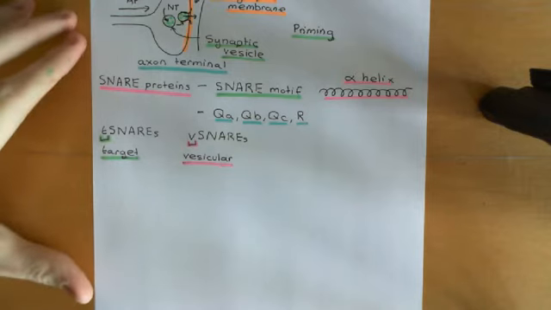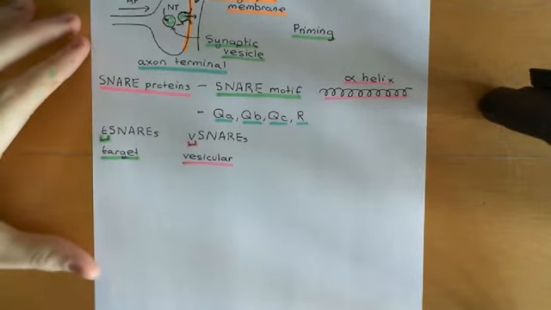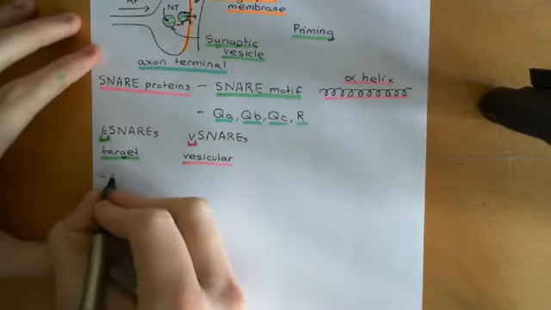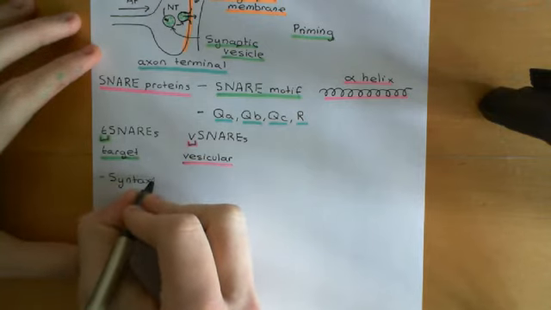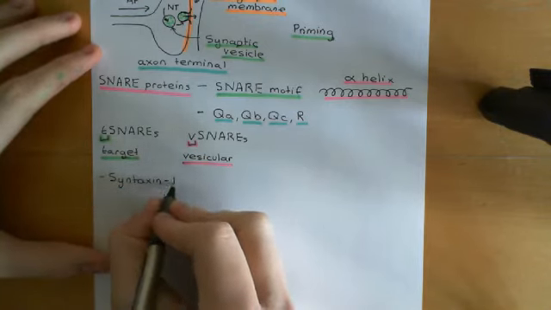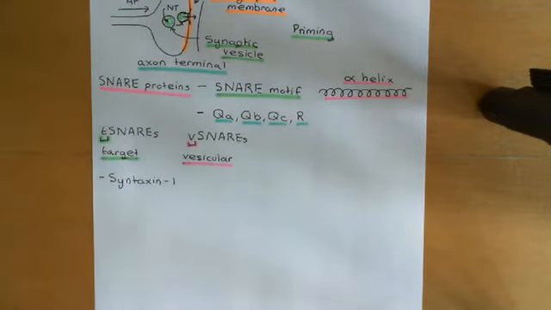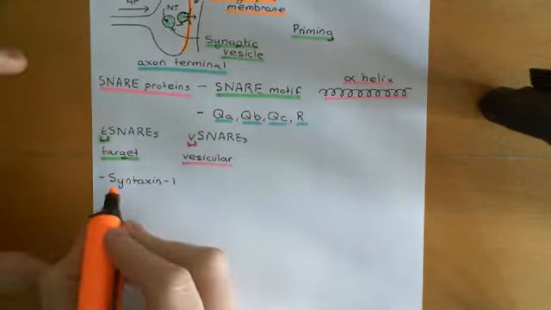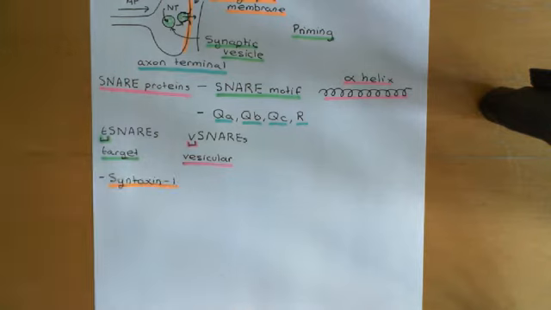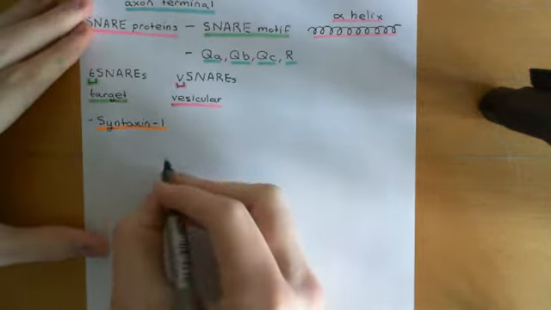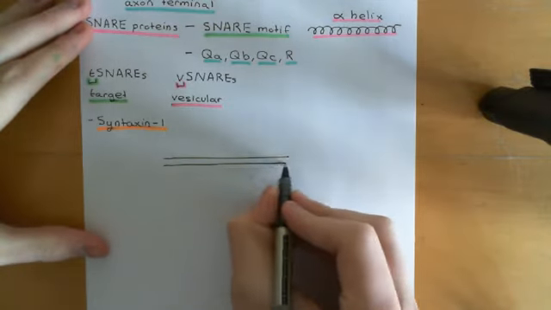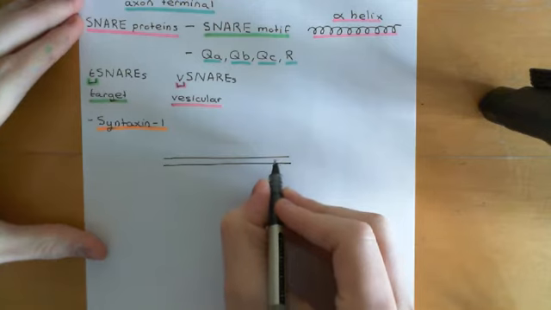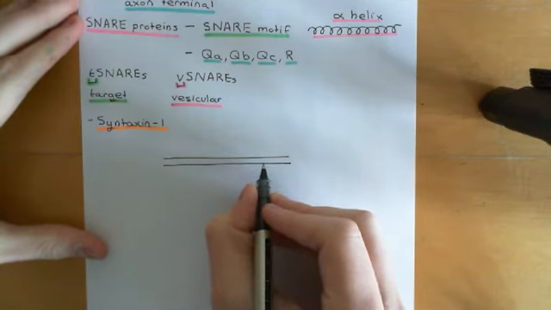The first T snare that I want to talk about is a T snare called syntaxin 1. So this is a snare protein. It's going to contain a snare motif, and it's a T snare, so it's going to be within the plasma membrane. So let me now draw you a picture of syntaxin 1. I'll start by drawing the plasma membrane. This is representing the presynaptic portion of the axon terminal membrane, basically.